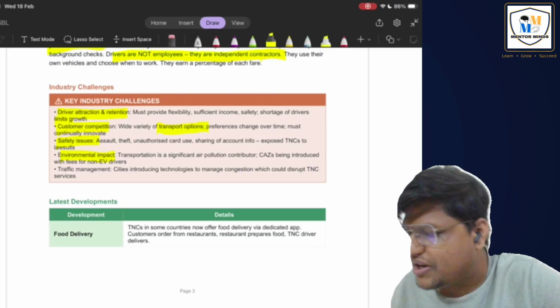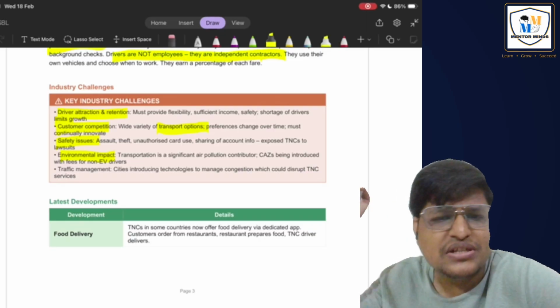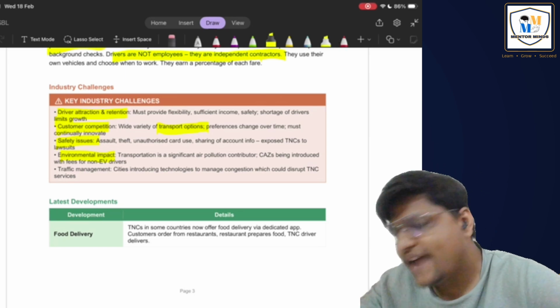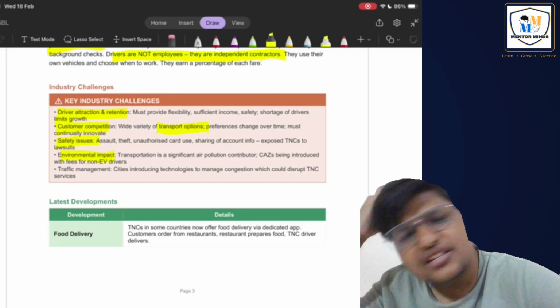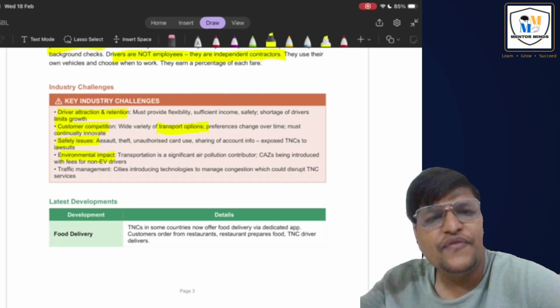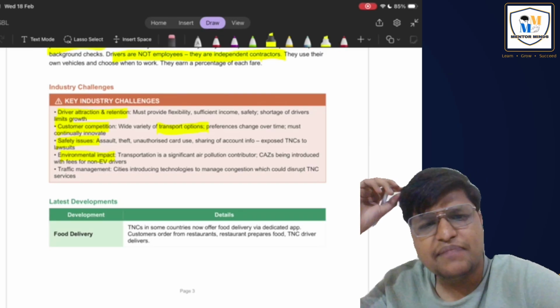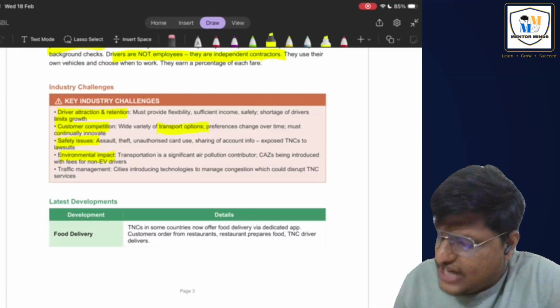Obviously, next is the environmental impact. As there will be some EV drivers, there will be non-EV drivers, right? Now the non-EV drivers will produce pollution. So our business will get impacted, right? So that's why the EV drivers are getting some benefits in fees, so that they get perks. Let's do EV. Next is traffic management.